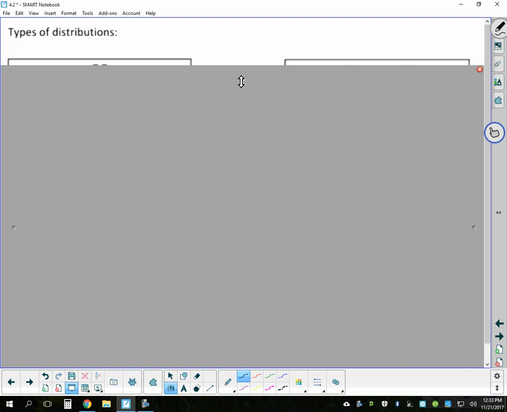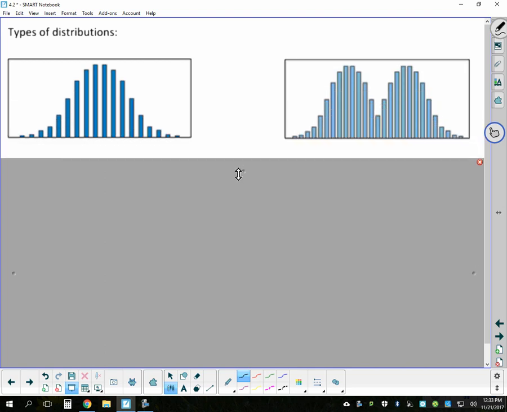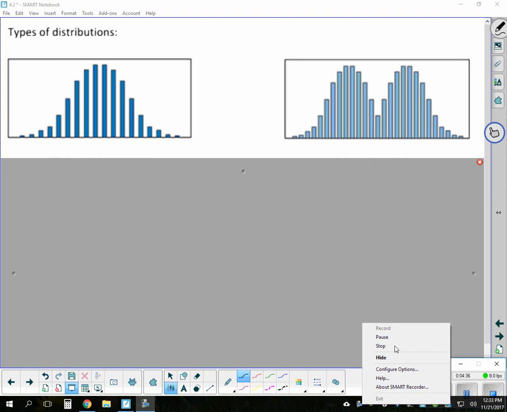Okay, let's talk about histograms. So histograms look like these. Remember seeing these before? We want to talk about how they can be distributed, what the distributions might look like.